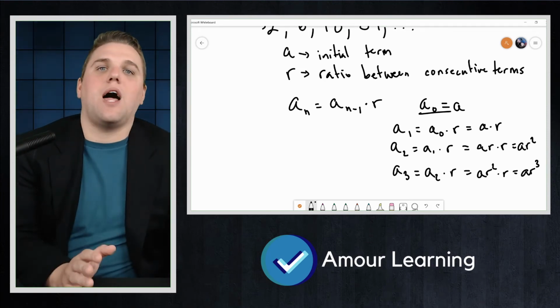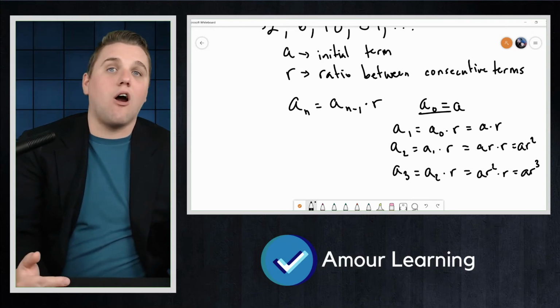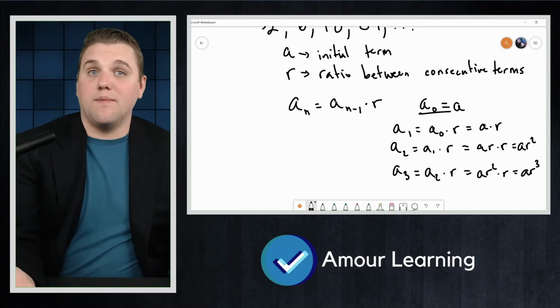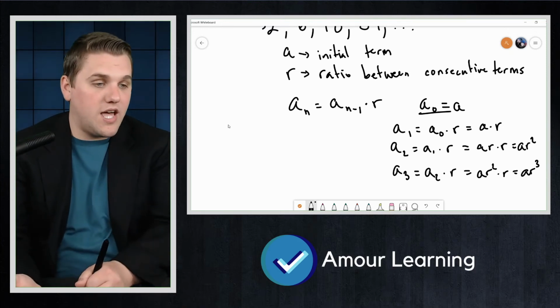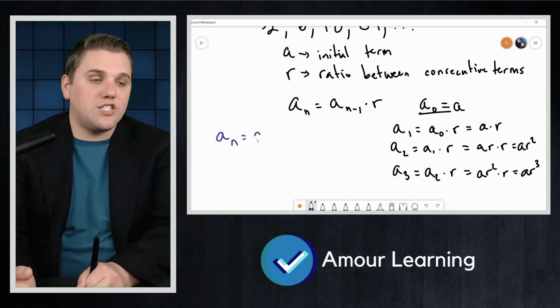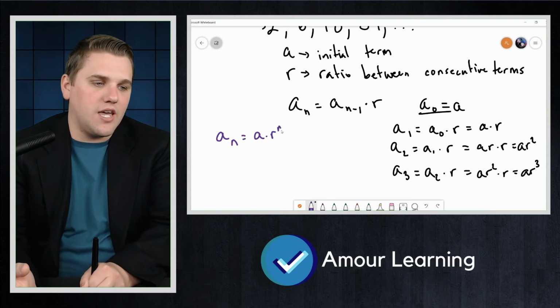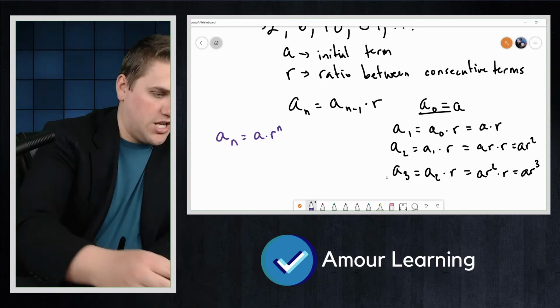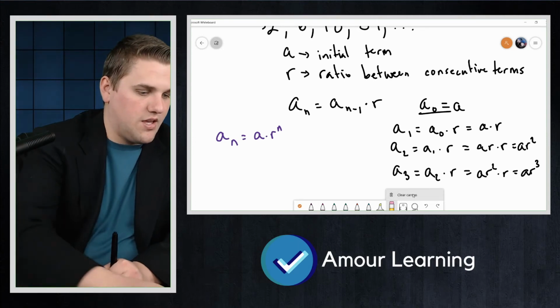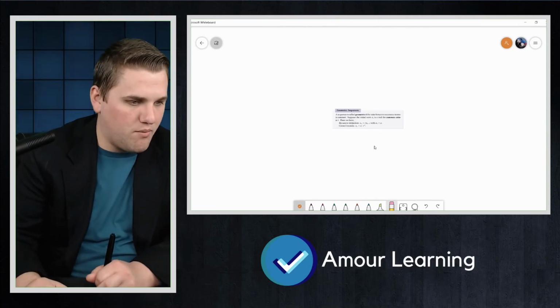We must multiply the first term A by R a number of times, n times to be precise. So that means then that A_n is just A times R to the n. Okay, so let's take a look at that definition in particular. Let me erase everything because this is an important point here.